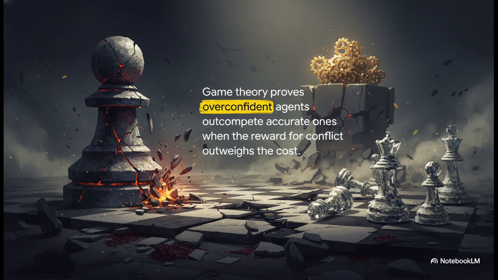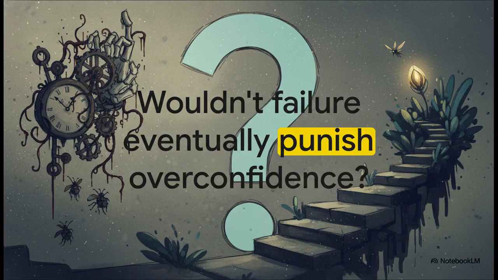So why does this happen? Well, because overconfidence acts as a commitment device. It's a powerful defense against bluffing, and it allows for aggressive resource claims that more cautious, reality-based agents will just concede to avoid conflict. Okay, but hold on. The skeptic's position here is perfectly logical. Reality has to win in the end, right? A system that is constantly wrong shouldn't be able to survive over the long term.